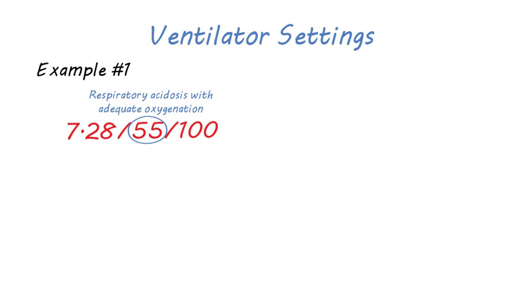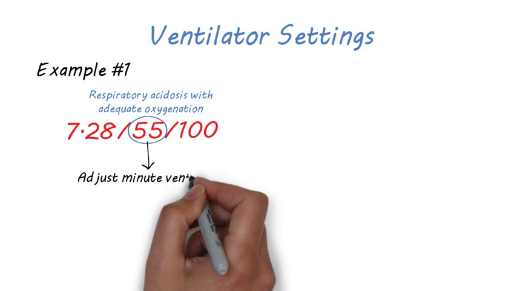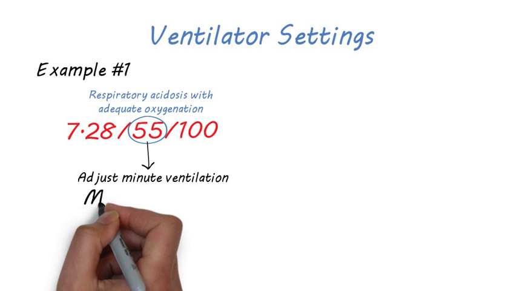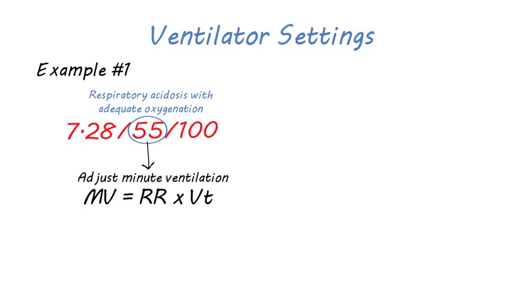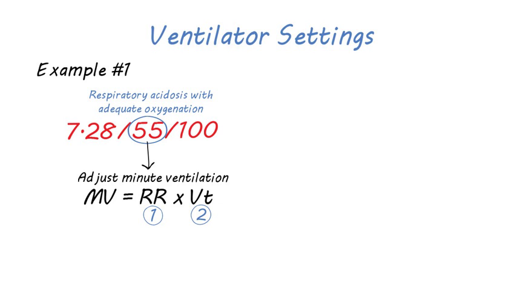Which 2 variables can we change to compensate for this? Generally speaking, for derangements pertaining to arterial CO2, we change the patient's minute ventilation, which is respiratory rate times tidal volume. Therefore, for this patient with a respiratory acidosis, we will likely start by changing his respiratory rate. We could alternatively change his tidal volume. However, assuming that we have chosen an appropriate tidal volume for our patient's size, we usually change our respiratory rate first.